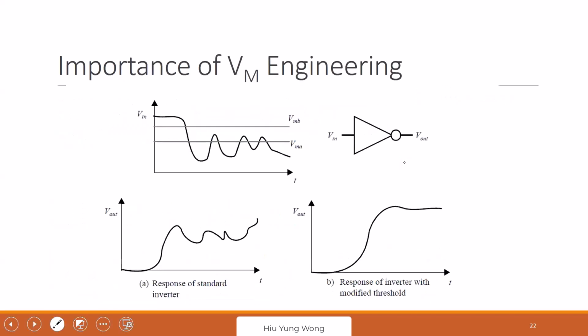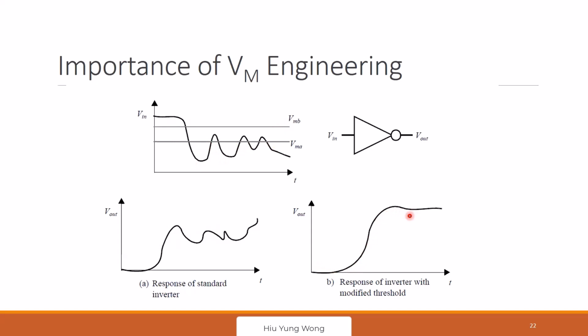We know how to size it, right? So why is VM so important? That is just because, look at this, depends on your application. For example, your input might have a lot of noise when it is at low part. Then in that case, you might want to shift your VM from VMA to VMB, right? If you use VMA, then this noise sometimes will bring it back to the high, and then your output will be very noisy. But if you make the VM close to the VDD, then this noise won't have effect, right?